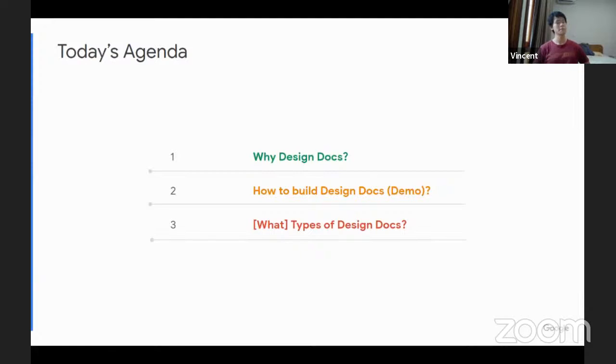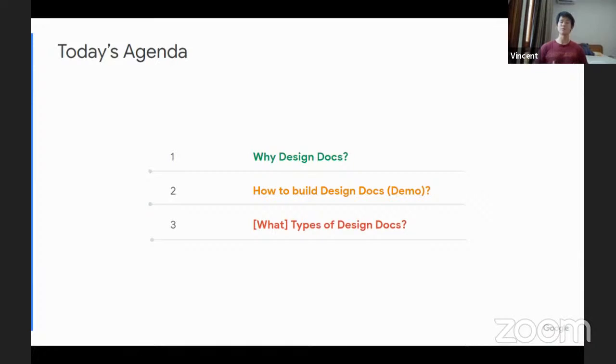For today's agenda, we have around 1 hour for this webinar. The first thing I want to talk about is why design docs are very important. How do we unbox it? What's documentation? What are the things about design docs that we always hear of whenever we talk about big companies, especially Google? The second thing is how to build design docs.